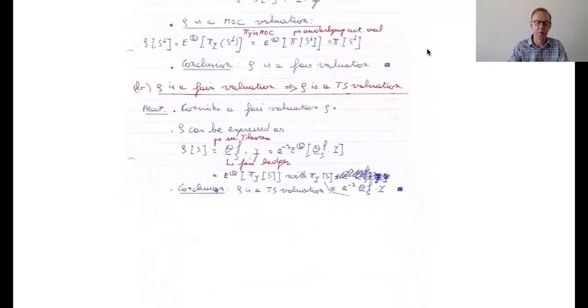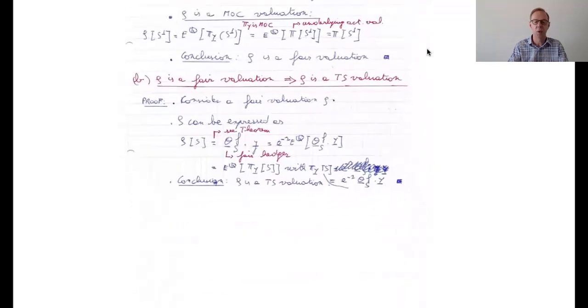Let us now have a look at the other side. If rho is fair, then rho must also be a two-step valuation. We consider a fair valuation rho. Rho can always be expressed as the time zero value of a fair hedge. This is one of the theorems that we have seen before. So there exists a fair hedger theta f such that rho of s is the time zero price of the fair hedge of s for any s. Or we can rewrite this as the discounted expectation under Q of the time one fair value of the hedge s theta f s for s. Again, the fact that we can write a fair valuation always as the time zero price of a fair hedge is a theorem that we have seen some videos ago.